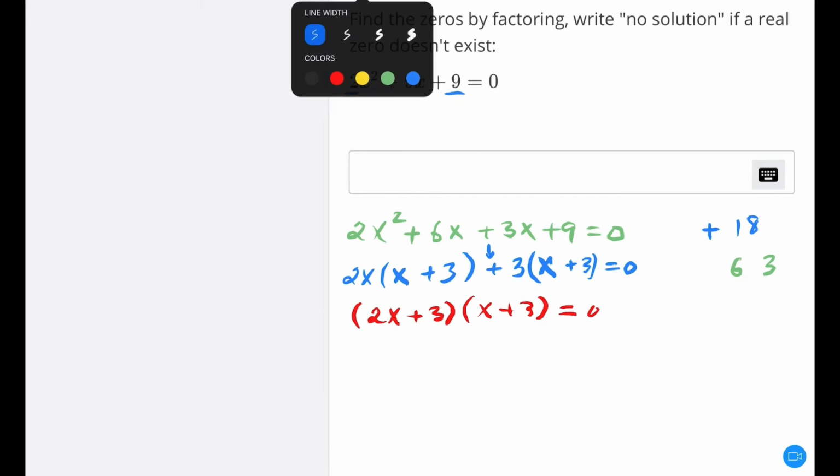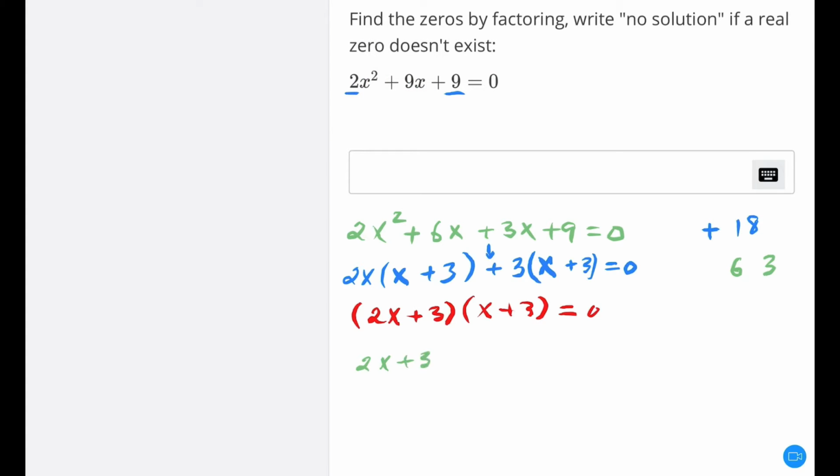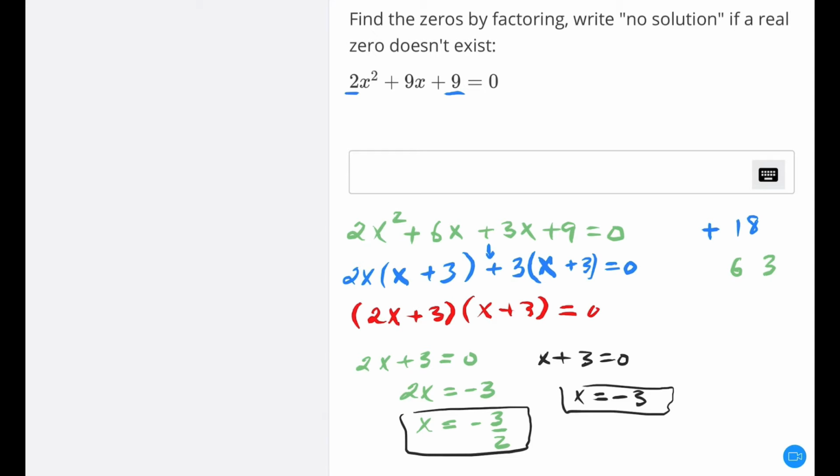Okay, let's solve. 2x plus 3 equals 0. You subtract 3 from both sides, so 2x equals negative 3. Then you divide by 2. So x is negative 3 over 2. And the other one is x plus 3 equals 0. x equals negative 3. So you have your two answers.